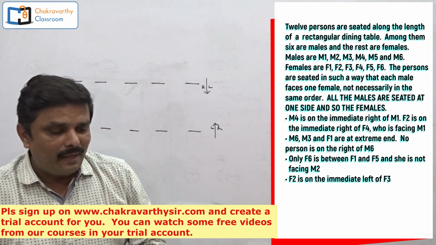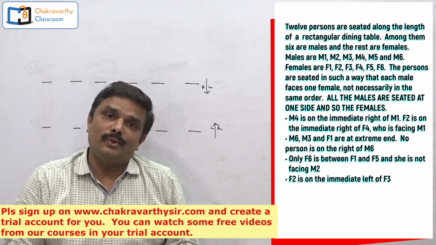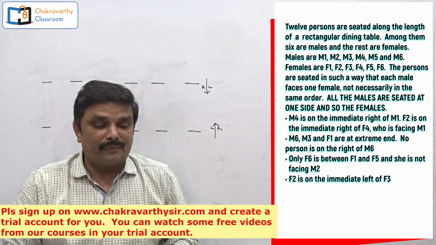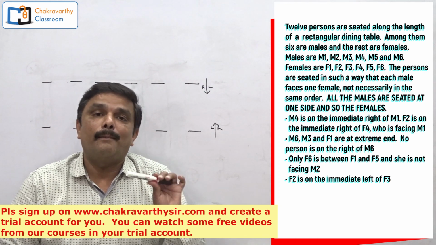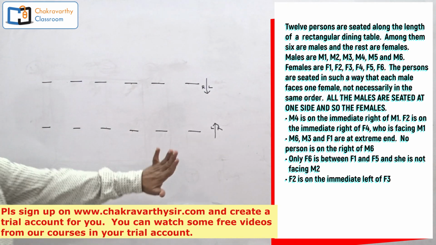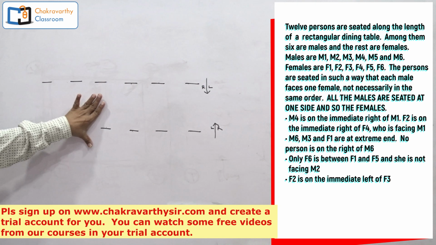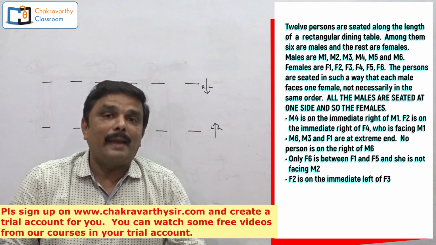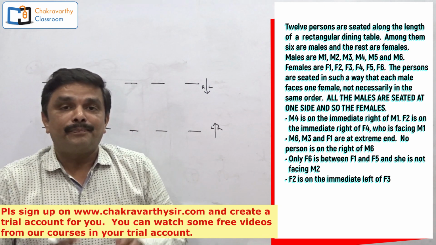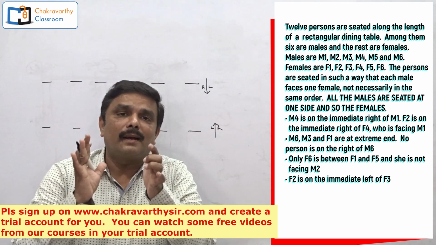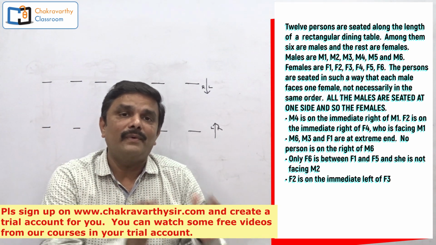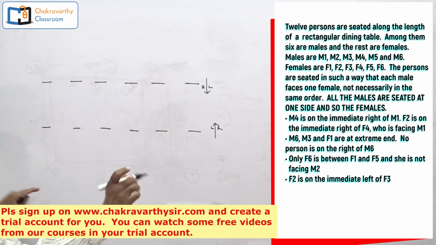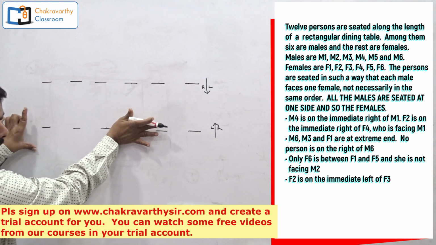Go for the clues quickly. It's a small question students. You can do it very easily. The first clue they have given, M4 is on the immediate right of M1. So here I cannot take this one directly onto the chart. M4 is immediately to the right of M1 they have given. That means M4's place is completely depending upon that of M1 here. So M4 is on the immediate right of M1. If you take, I am not taking on the chart.